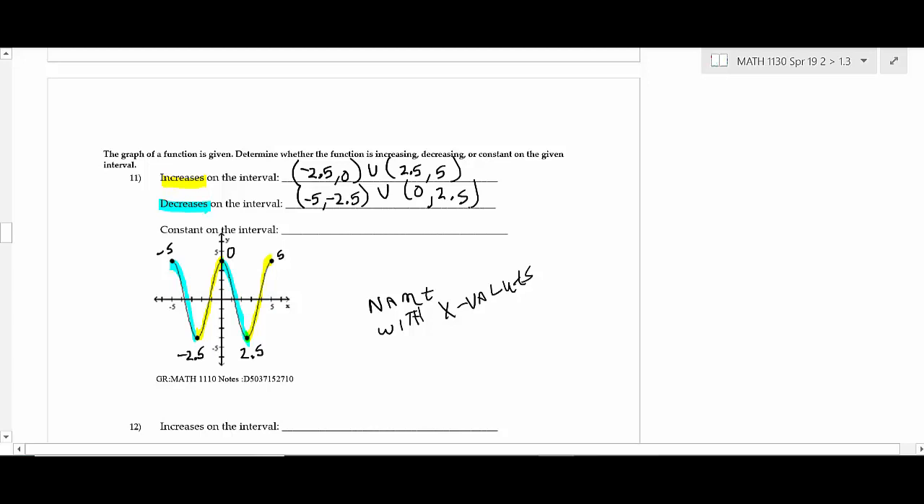Okay, now what did constant mean? That just means it was flat. Okay, so this one is never constant. Right, so use x values and open intervals to name those things. Okay, that's the thing that you want to make sure that you pay attention to.